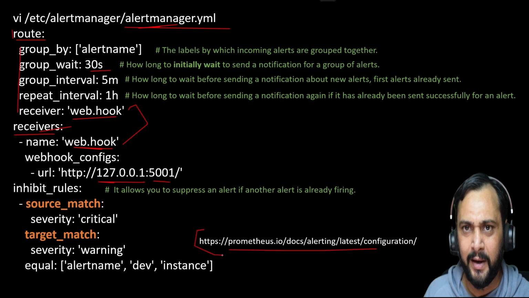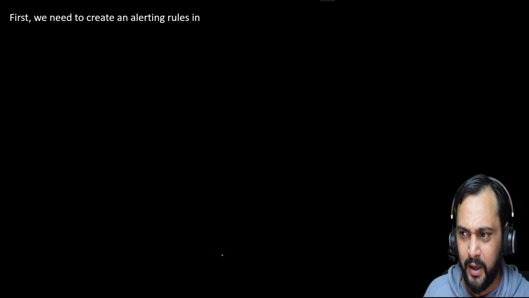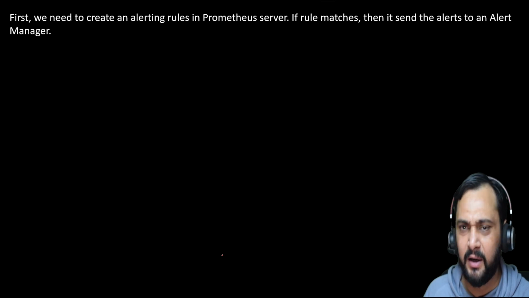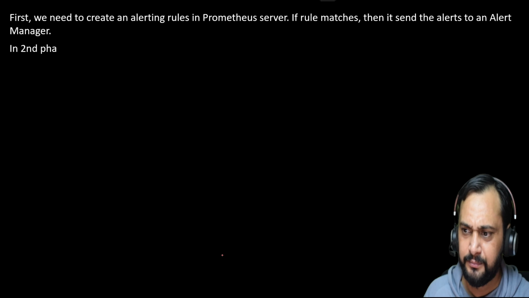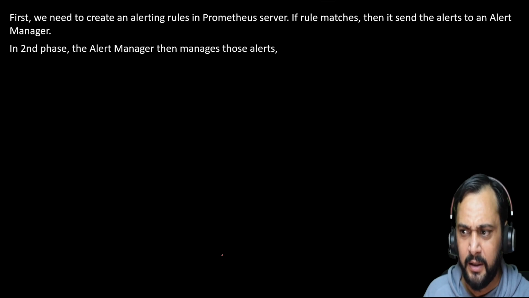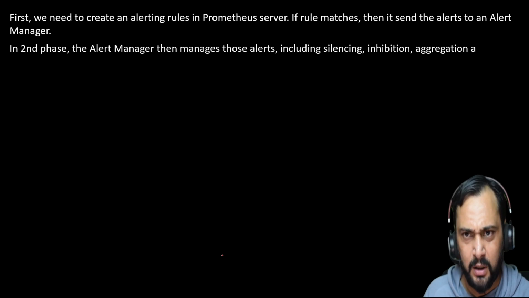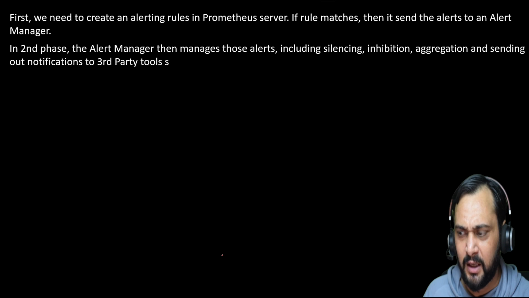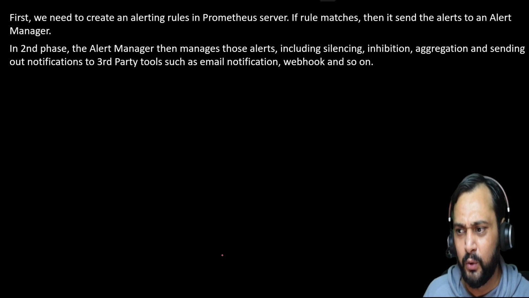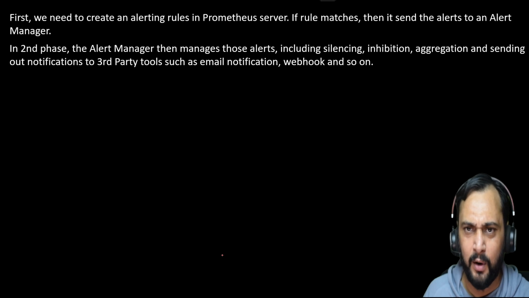If you want, you can explore by yourself. First, we need to create an alerting rule in the Prometheus server. If the rule matches, then it sends the alerts to Alertmanager. After that, in the second phase, Alertmanager manages those alerts, including silences, inhibitions, aggregation, and sending out notifications to third-party tools such as email, webhook server, PagerDuty, whatever you want.